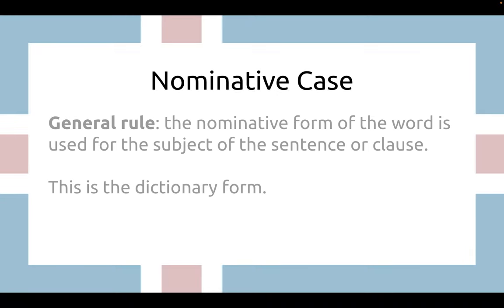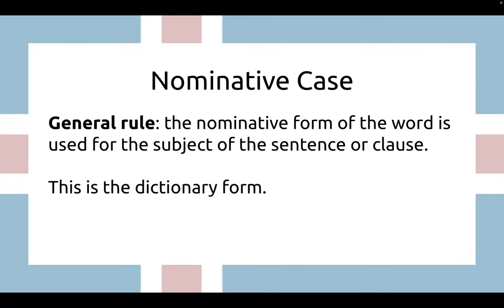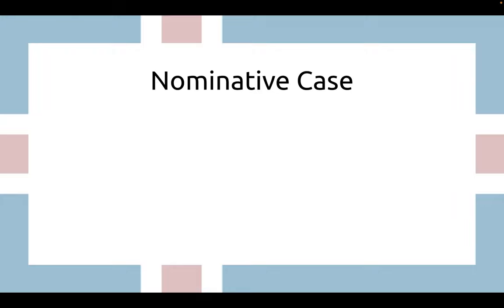Here is kind of the general rule for the nominative case, and we're going to talk about some specifics later. So in general, the nominative form is used for the subject of the sentence or the subject of the clause. It's the form that you're going to find when you look a word up in the dictionary. I'm going to show you a quick list of its different usages, and we're going to get into each one specifically afterward.